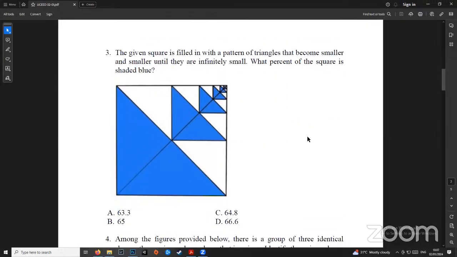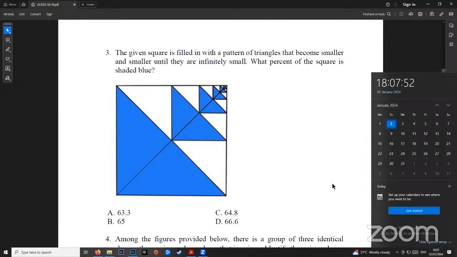I will give you 1 minute. The given square is filled in with a pattern of triangles that become smaller and smaller until they are infinitely small. What percent of the square is shaded blue? I will give you till 6 in my clock. I will give you till 6:09. I will give you exactly 1 minute.